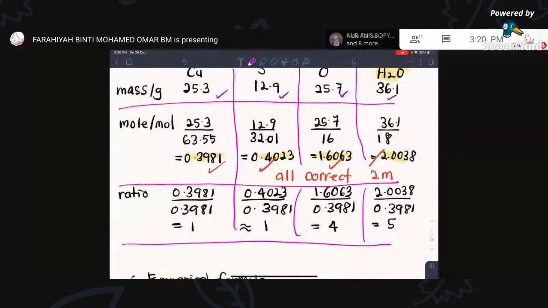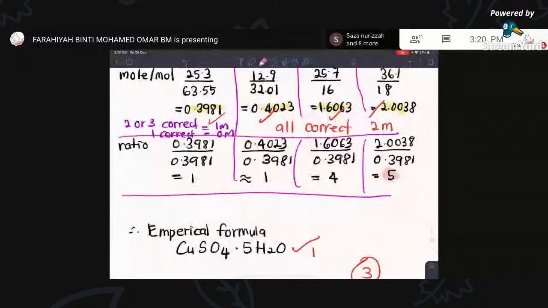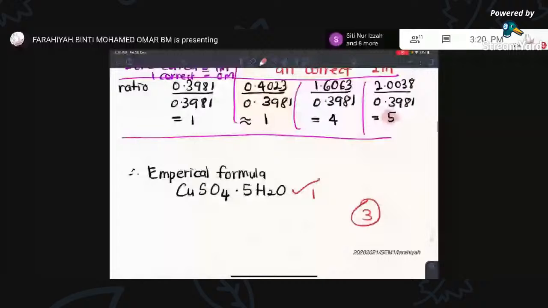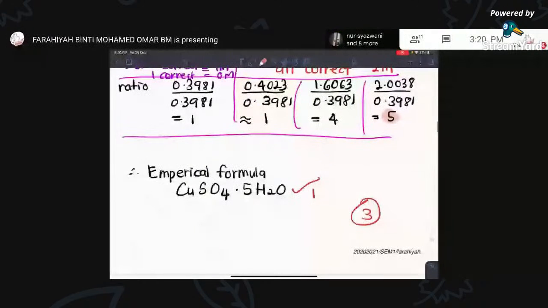Okay, so tukar pada mole, you akan dapat all correct will be 2 mark. Tapi kalau you betul 2 or 3 correct, it will be 1 mark. So kalau 1 correct, alright. And then dekat situ you boleh kira ratio. So you akan dapat lah you punya X is 5. Okay. So you dapat lah dia punya empirical formula. So 3 markah will be untuk you punya empirical formula and then you punya number of mole. Okay. So simple dia soalan ni, tapi kamu kena faham lah apa maksud hydrated compound.